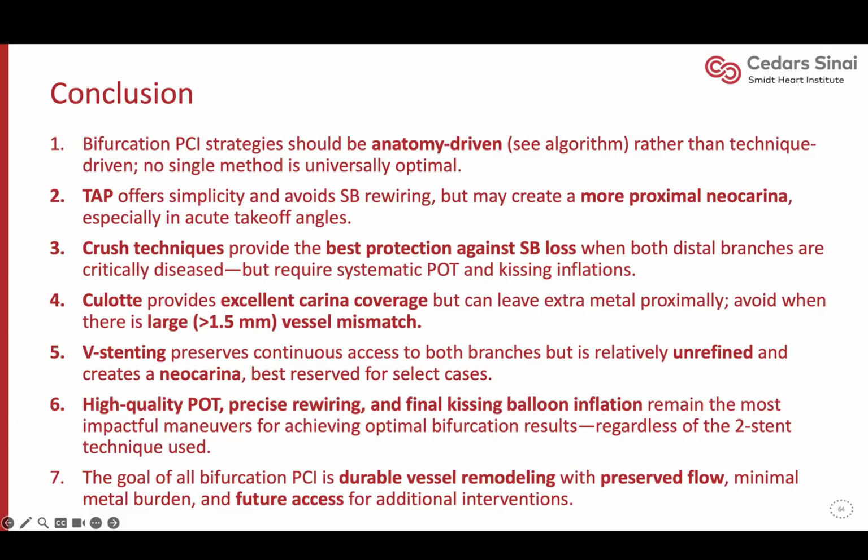Avoid that when there is a large vessel mismatch more than 1.5 millimeters. V-stenting preserves continuous access to both branches but is relatively unrefined and creates a neocarina, best reserved for select cases. High quality POT, precise rewiring, and final kissing balloon inflation remain the most impactful maneuvers for achieving optimal bifurcation results, regardless of the two-stent technique used. The goal of bifurcation PCI is durable vessel remodeling with preserved flow, minimal metal burden, and future access for additional interventions.